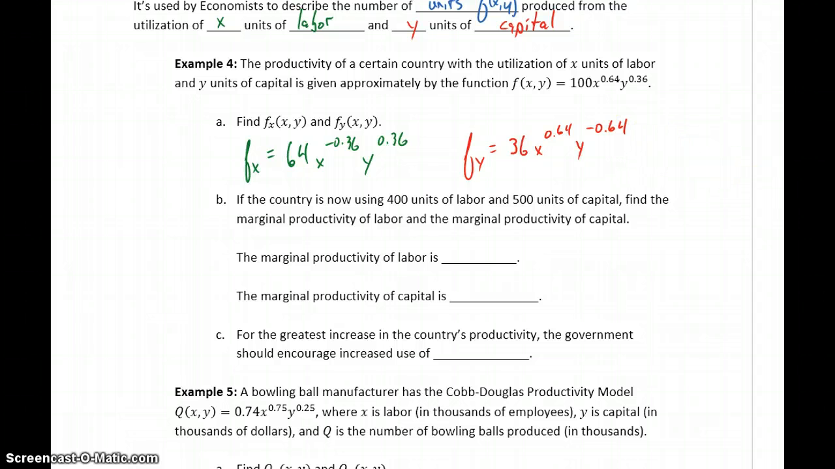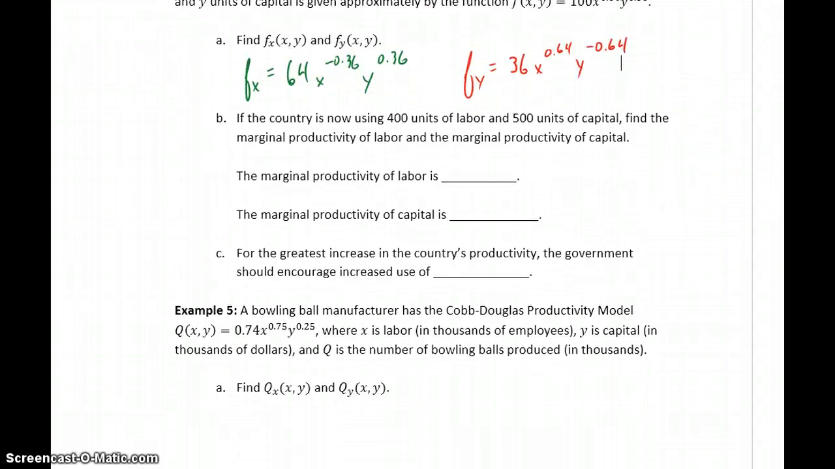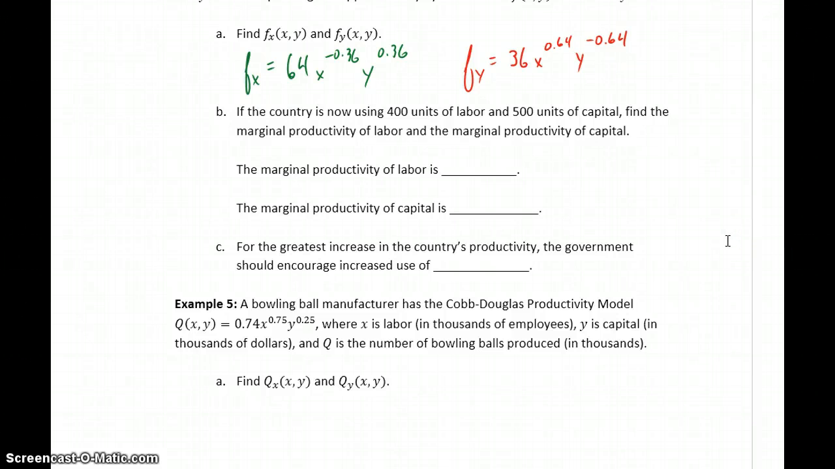So if the country is now using 400 units of labor and 500 units of capital, we want to find the marginal productivity of labor and the marginal productivity of capital. So labor is our x value in this function. So what this means is to find the marginal productivity of labor, we would want to find f sub x evaluated at x equals 400, y equals 500. And to get the marginal productivity of capital, capital being our y value, we'd want to evaluate that partial derivative with respect to y at x equals 400, y equals 500.